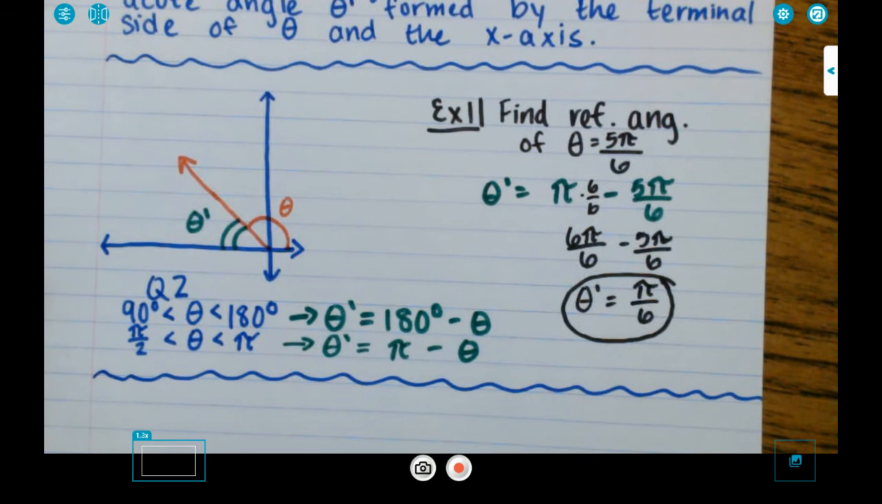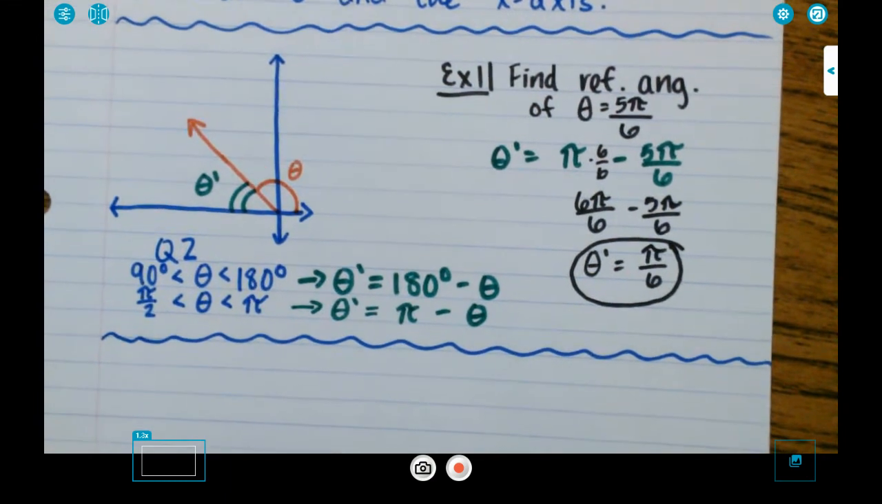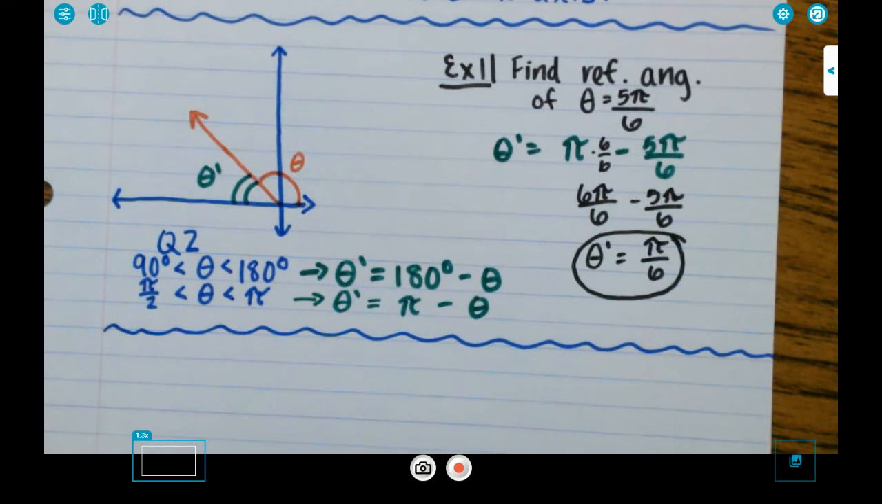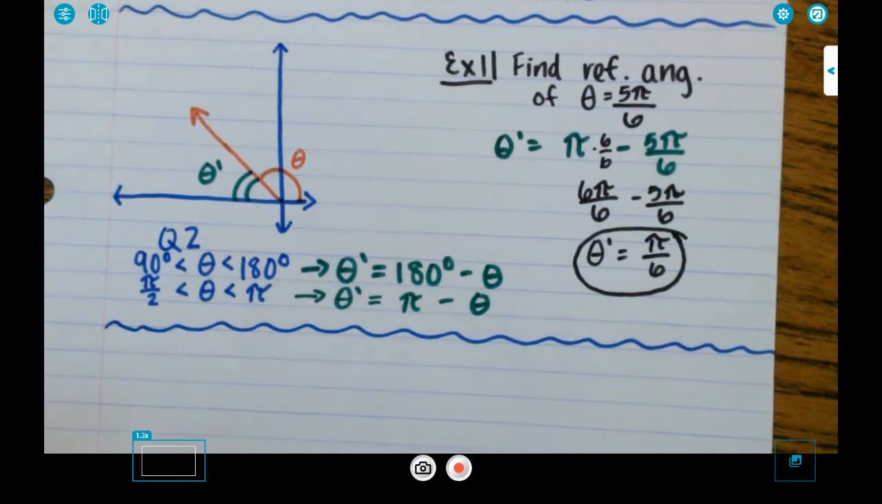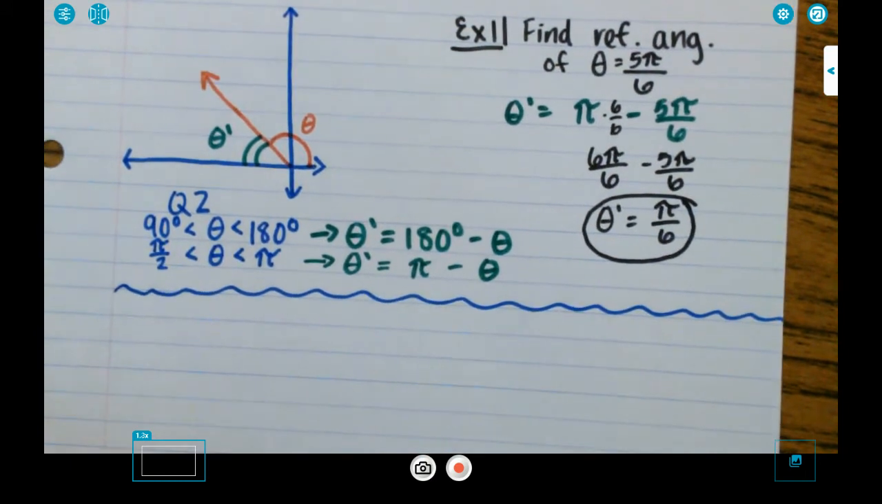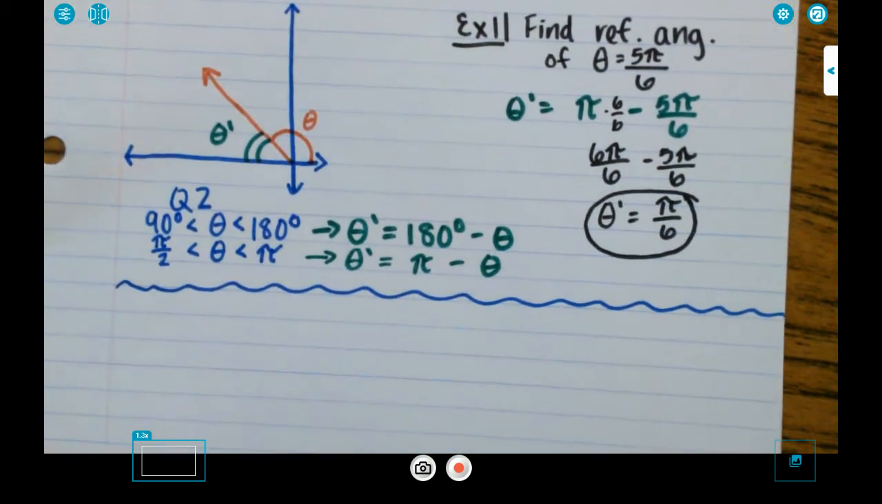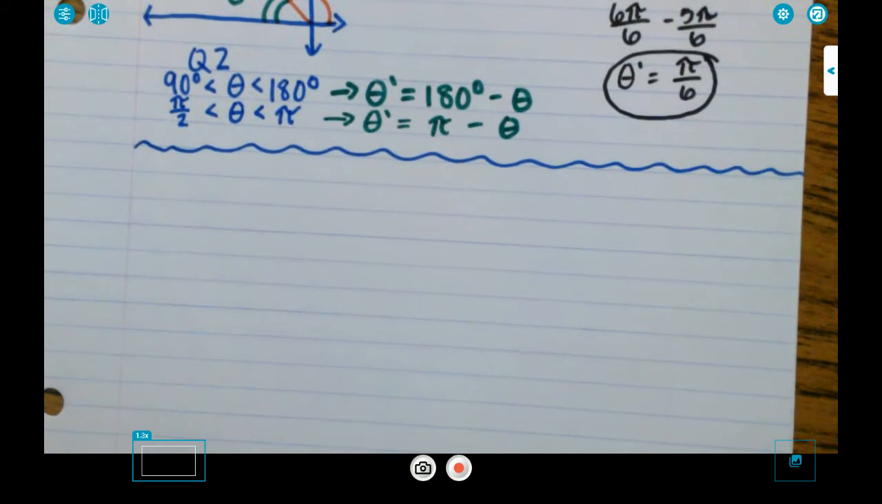Any questions about reference angles or reference angles in quadrant 2? Okay, Jalen, Jordan, Mason, pay attention. Okay, I'm waiting for you, though, to be ready to move on. So this goes two ways.